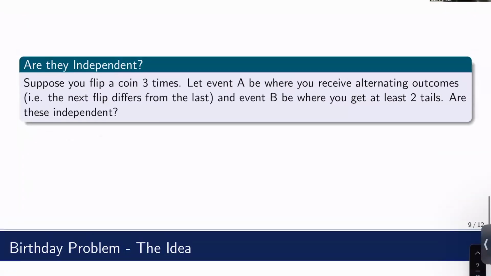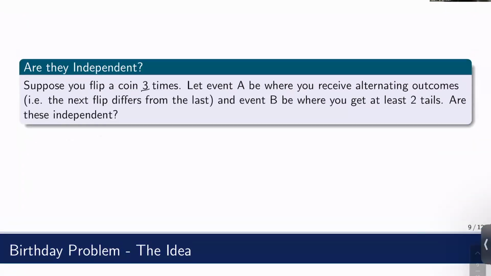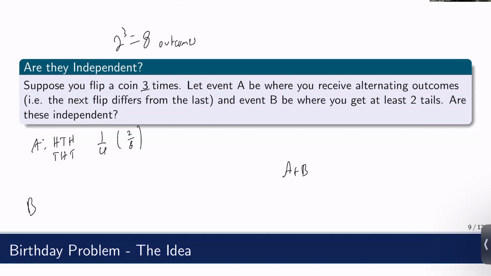For our second example, let's say you flip a coin 3 times. Note that 2 to the third is 8, so the total amount of outcomes we have is 8. Let event A be where you receive alternating outcomes, and event B where you get at least 2 tails. Now for event A, there's two possible outcomes for this: heads, tails, heads, and tails, heads, tails. The probability of this is 1/4, which is also the same thing as 2/8.